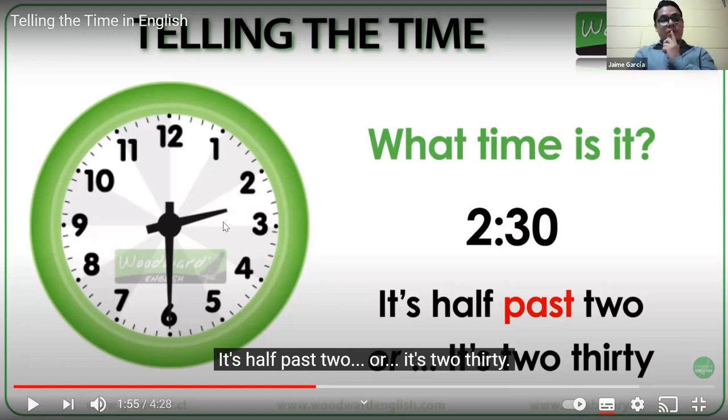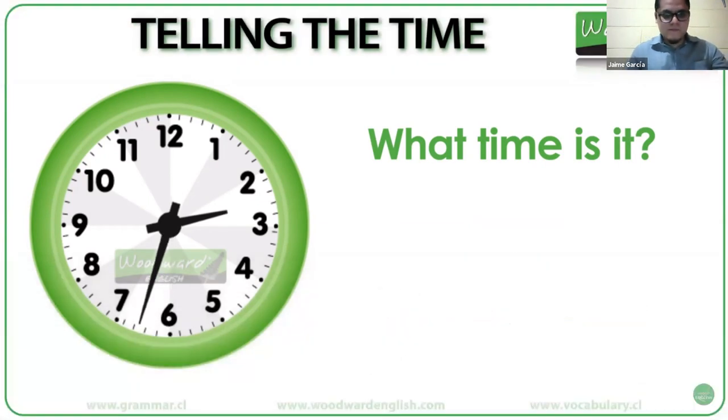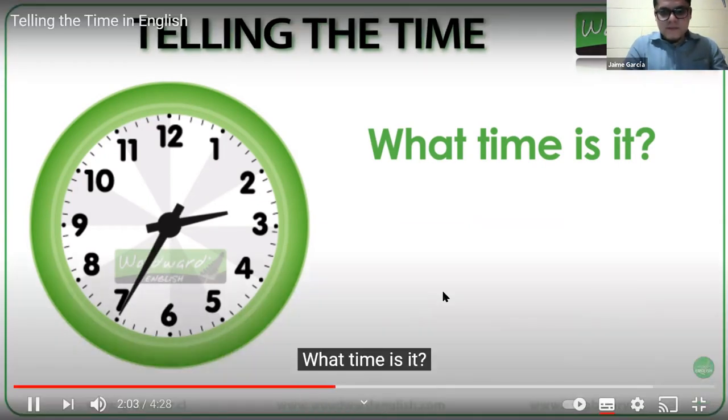When the minute hand is pointing to number three, you say quarter. When the minute hand is pointing to number six, you say half. Half. Okay, all right. From the number one to the number six, you say past. Past. Okay. El uno al seis, you say past. Okay. Past. Right. It's 2:30. What time is it? Okay.